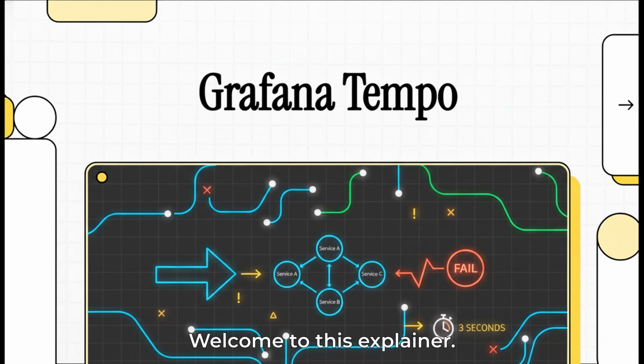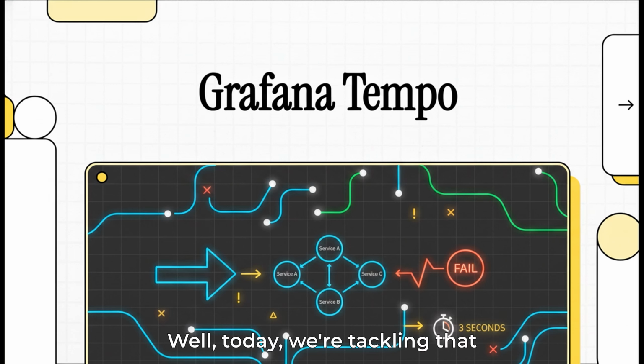Welcome to this explainer. Okay, picture this. A user reports a slow checkout. Your heart sinks a little, right? Because suddenly, you're staring at a wall of, say, 200 disconnected log lines scattered across 4 different services, and you're just sitting there wondering, where do I even start?